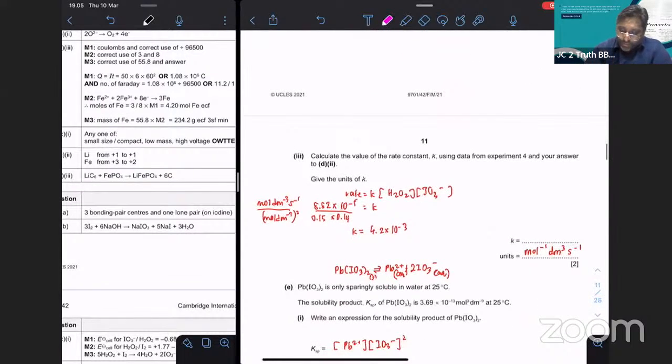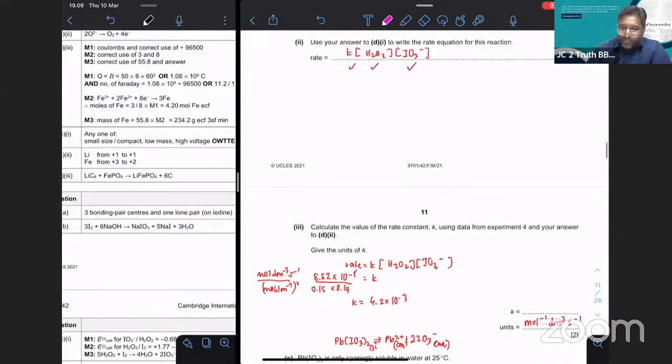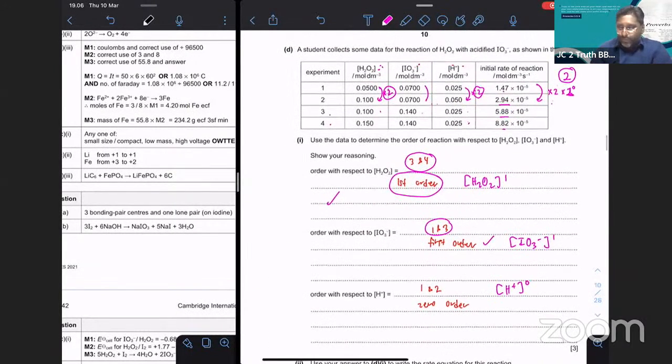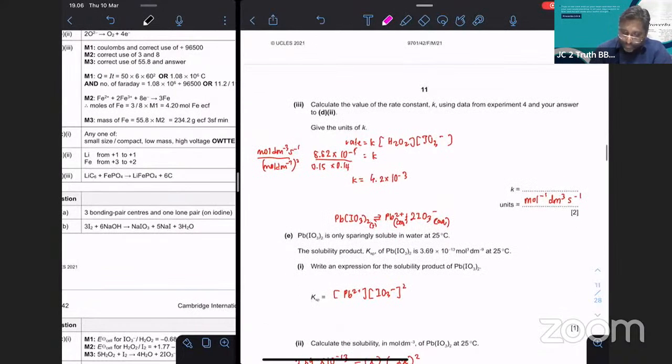Now, calculate the value of the rate constant using the data from experiment 4. What you need to do is use experiment 4, all the data that you have over here, to find the k value. I have actually put all the data. Just put it in the equation and find k. I took the rate and then found the concentrations from the table, put them in, and you will get 4.2 times 10 to the negative 3.